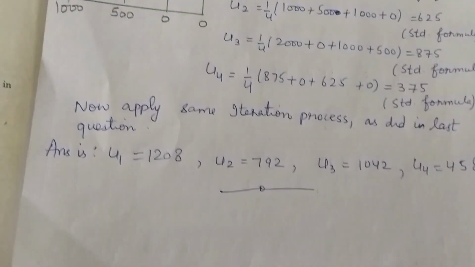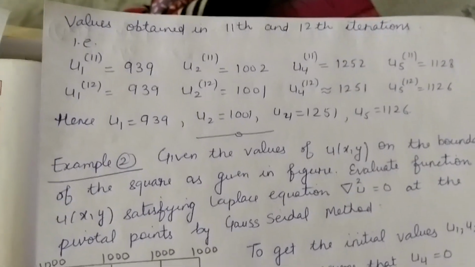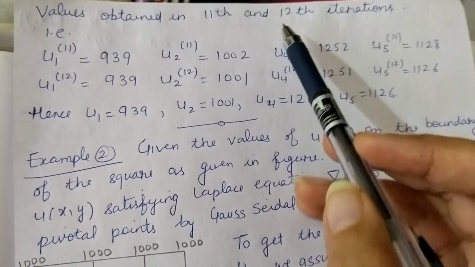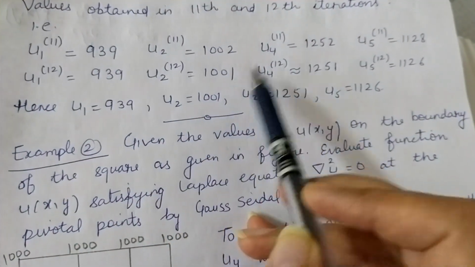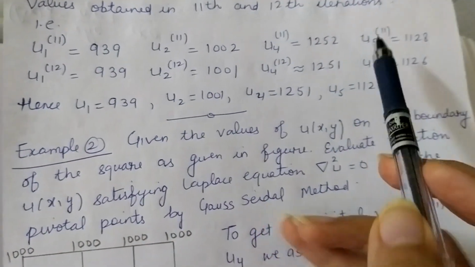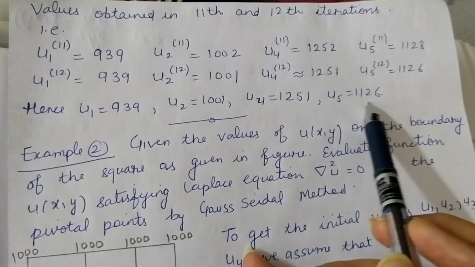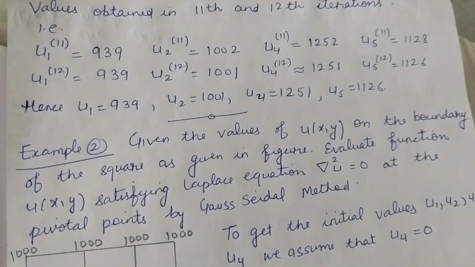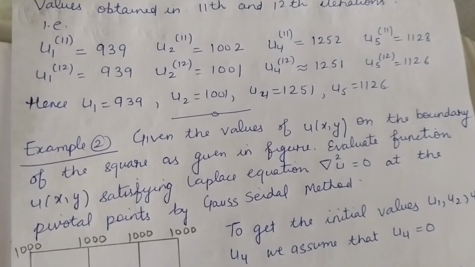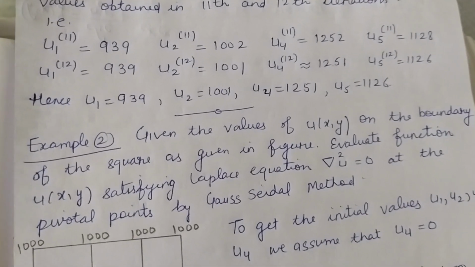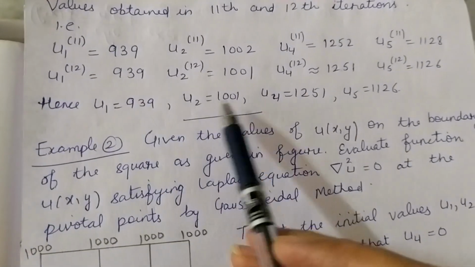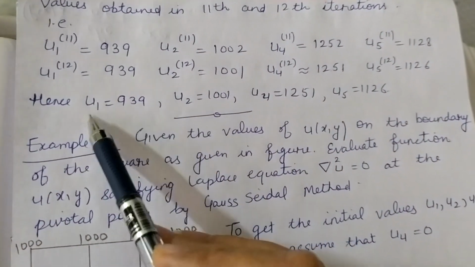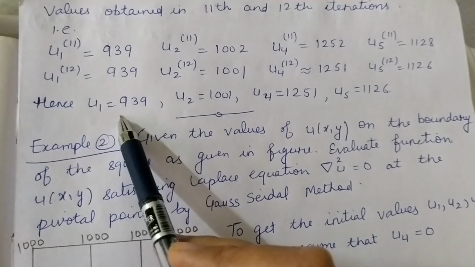When you keep on repeating this procedure and you reach your 11th and 12th iteration, then you will get to know that there is a negligible difference between the values, and then you will put them as the final answer. So when you get the values approximately equal or exactly equal, that will be your answer. So now this is your answer. This means if U1 is 939, then U7 is 939, U3 is 939, all the values.